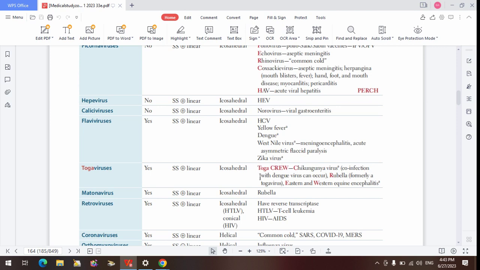Zika virus is the last one. So with Zika virus, the triad of an infection is fever, rash, lymphadenopathy, and arthralgia. But what is very common with Zika is the congenital Zika syndrome. That's what they typically ask. It can be transmitted sexually as well as transplacentally. So if it moves from an infected mother to a fetus, it can cause congenital Zika syndrome.